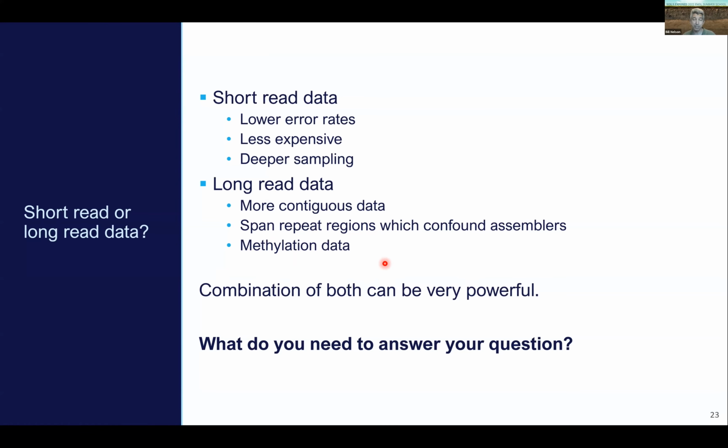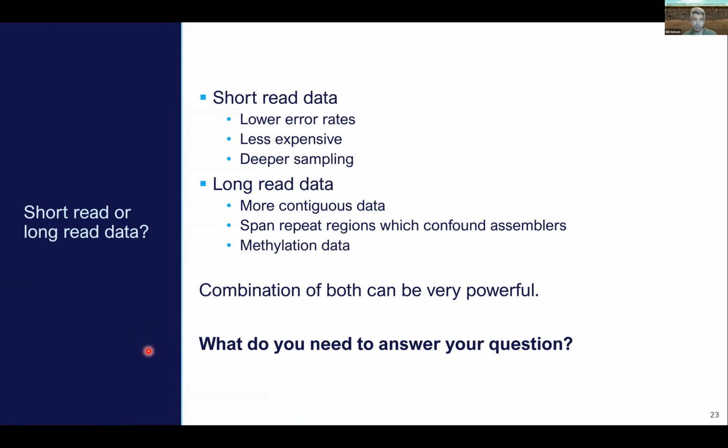A combination of both long and short is certainly very powerful. You can get the assembly advantages from long read and the error correction from short read data, and easily close some genomes. I haven't seen too much metagenomic long read data out yet. I'm sure we'll be seeing more of those studies moving forward. But the primary thing that you want to consider from short read versus long read is what data do you need to answer your question?